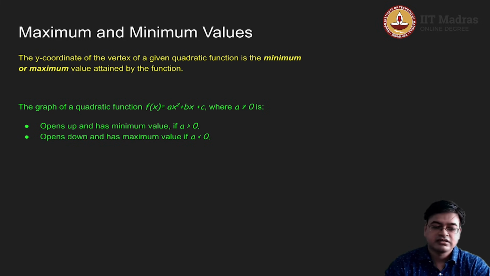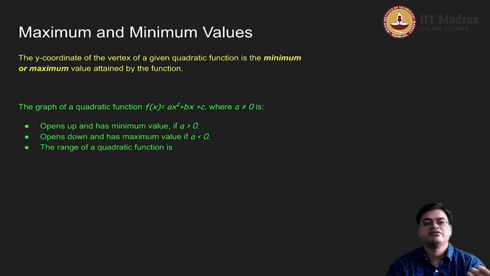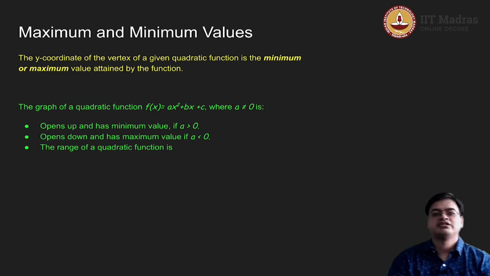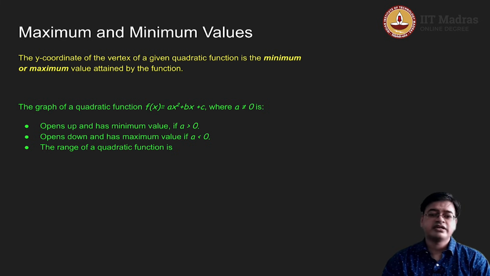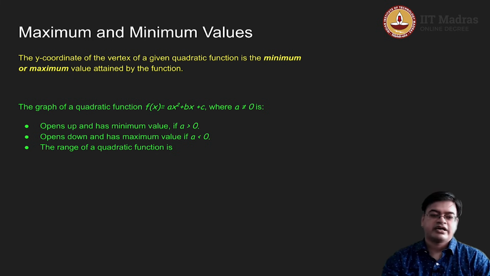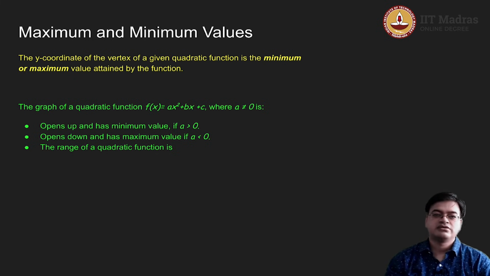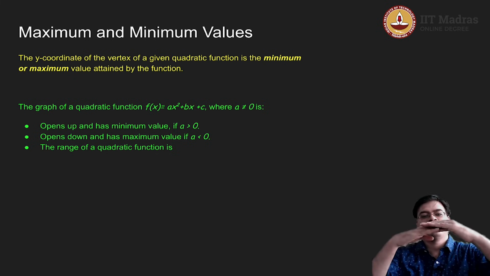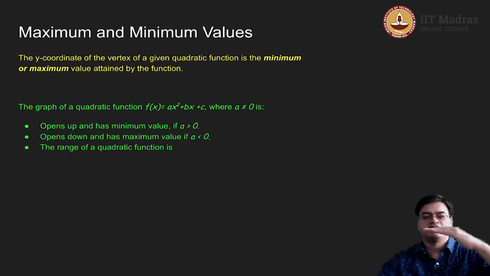Another thing that you can see is the range of the quadratic function. If you relate to your week 1 background where you discussed domain, codomain and range, the range of this quadratic function will be, let us say a is greater than 0, then it attains the minimum value, and the range is the minimum value and all of the real line that is above the minimum value. And if a is less than 0, then it will be the maximum value and the entire real line which is below that particular value.